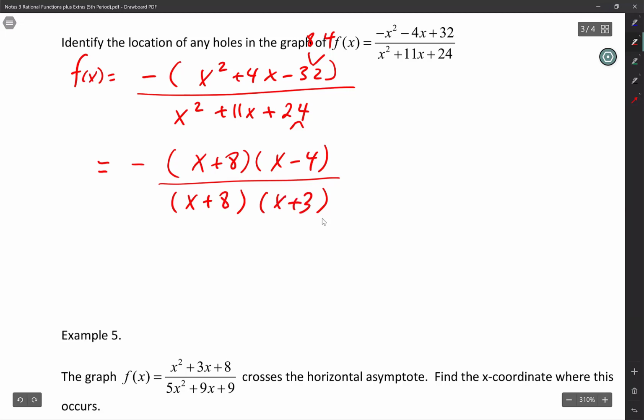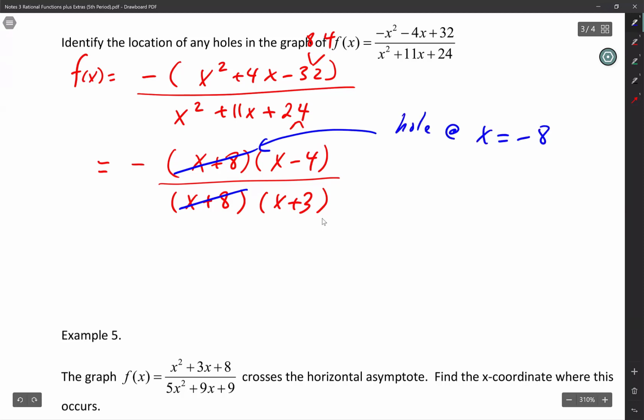So there we go. They wanted the location of any holes, so I look for factors that I can cancel out. I see that I can cancel out the x plus 8, so that means I have a hole at x equals -8. Hole at x equals -8.